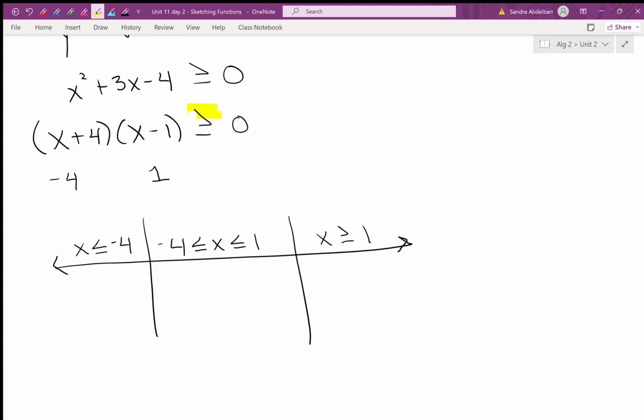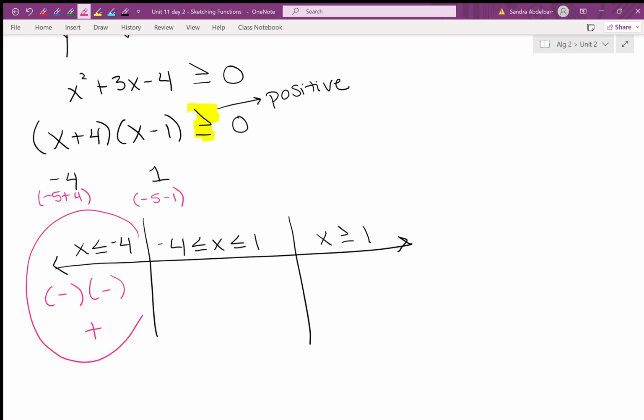Now remember, we want it greater than or equal to 0. So do we want our products to be positive or negative? Positive. Since we're greater than or equal to 0, we need our products to be positive. All right, so I'm going to take a number that's less than negative 4. What's less than negative 4? Negative 5. So we are negative 5 plus 4. Isn't that a negative? And then negative 5 minus 1, isn't that another negative? A negative times a negative is a positive. If the left side works, what else is going to work? The right side will work, and what will happen to the middle? Okay, we'll cancel out.